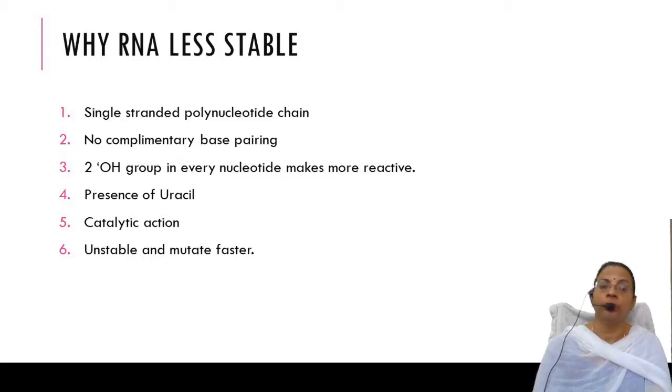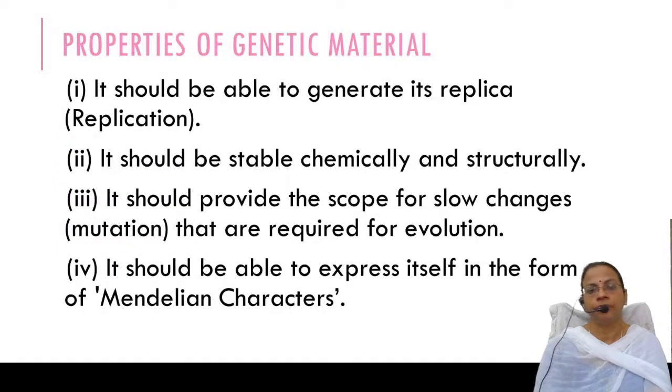It cannot mutate faster. And in DNA itself, there is a proofreading and repair mechanism when it undergoes replication, which resists the changes. All these points you can write. Now, we discuss what the minimum requirements are for a particular molecule to be called the genetic material.